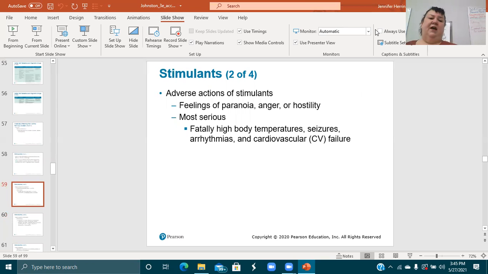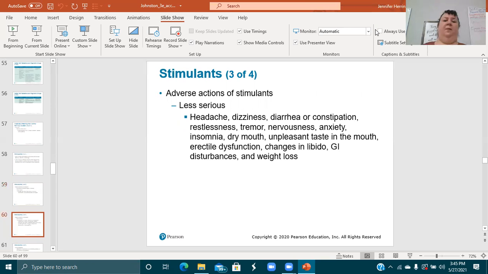Adverse actions of stimulants can include feelings of paranoia, anger, or hostility. Most serious would be fatally high body temperatures, seizures, arrhythmias, and cardiovascular failure. Less serious adverse reactions would include headache, dizziness, diarrhea or constipation, restlessness, tremor, nervousness, anxiety, insomnia, dry mouth, unpleasant taste in the mouth, erectile dysfunction, changes in libido, GI disturbances, and weight loss.